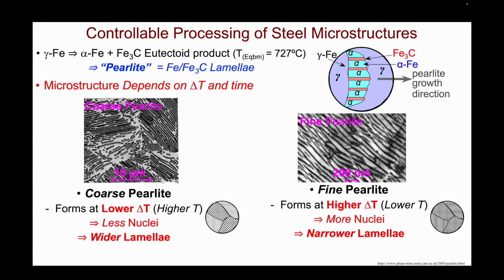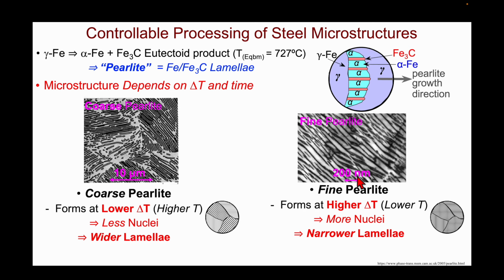When nucleation occurs at temperatures with a larger undercooling, the critical nuclei size for growth is lower. Therefore, the nucleation rate is faster. There are more nuclei, and the structure has many more lamellae, but with a finer and narrower spacing, about 100 nanometers or so. This is called fine pearlite, and is shown on the right.